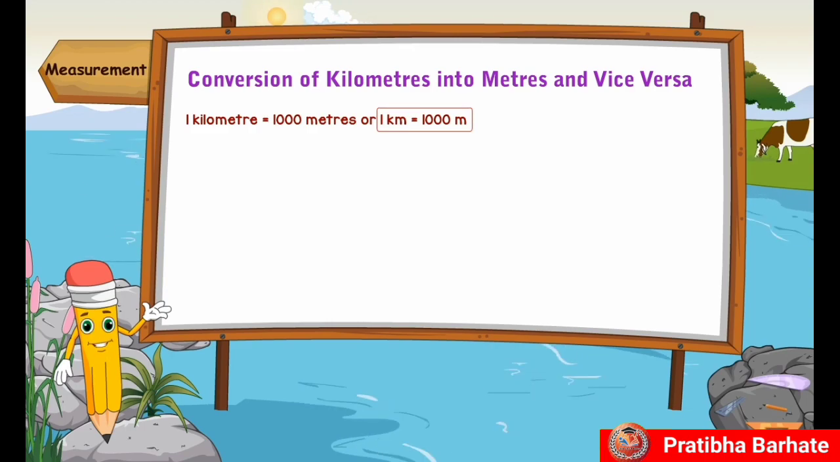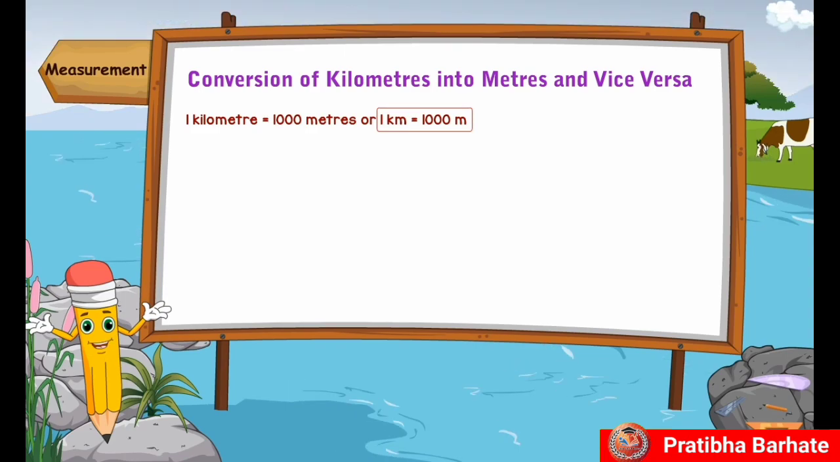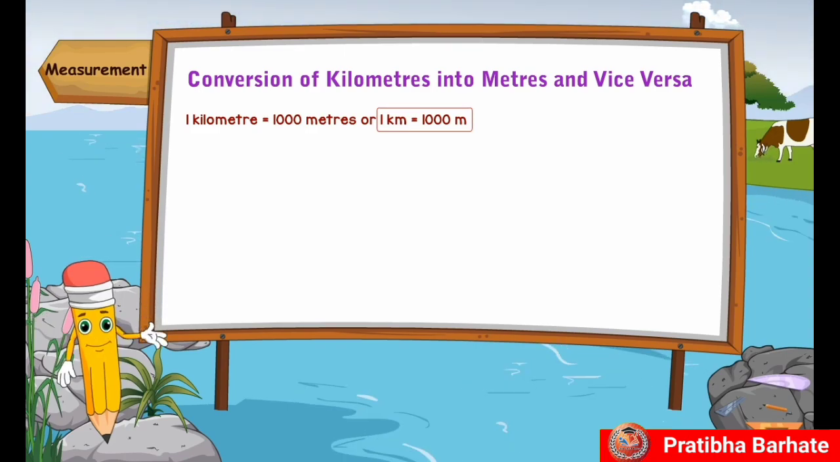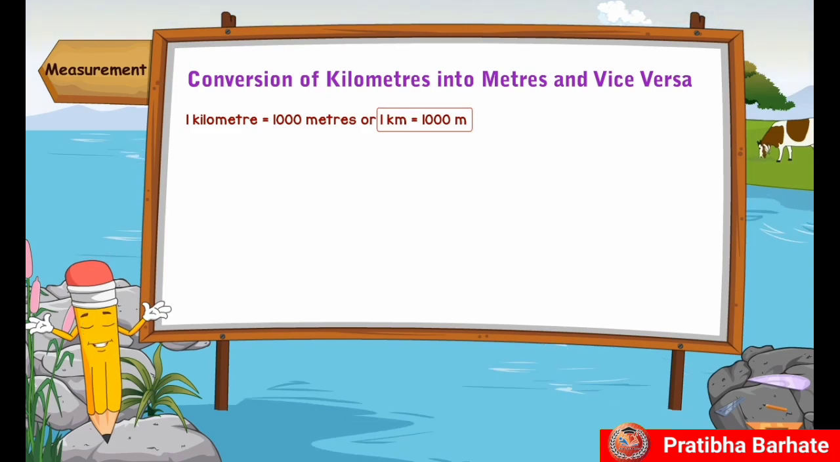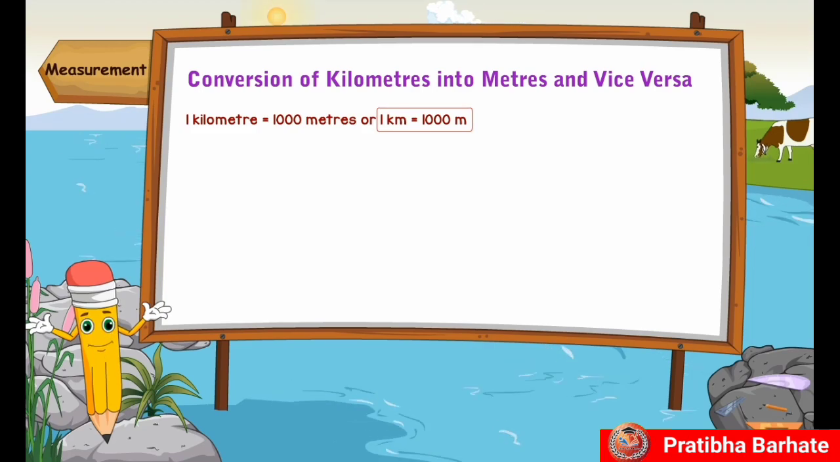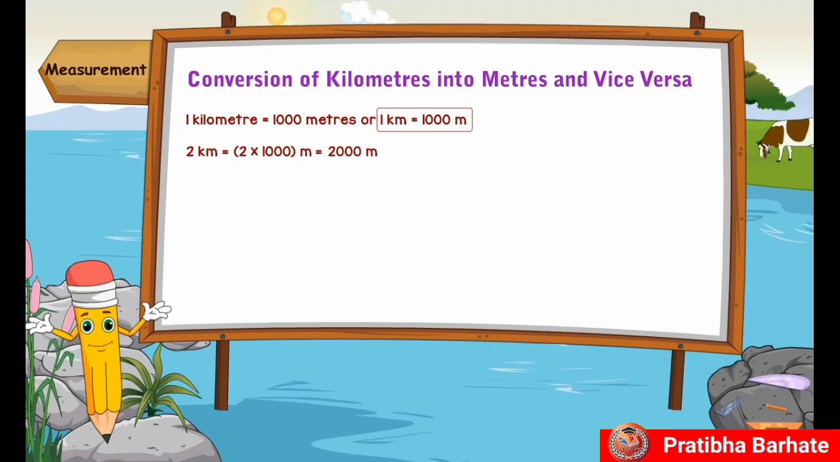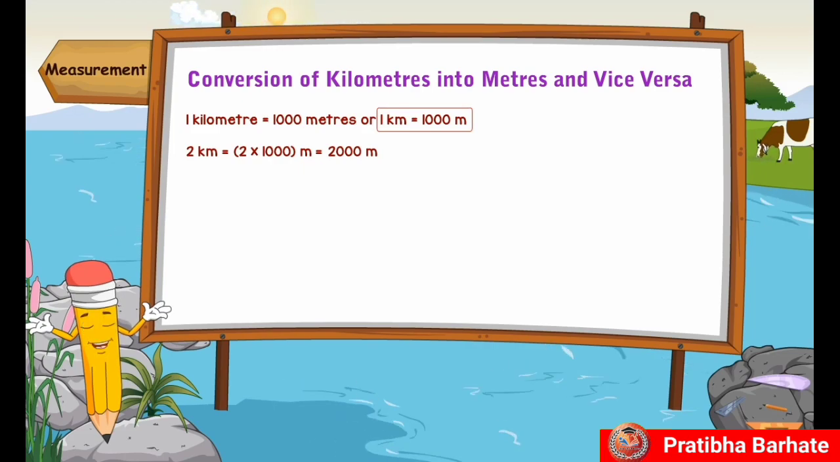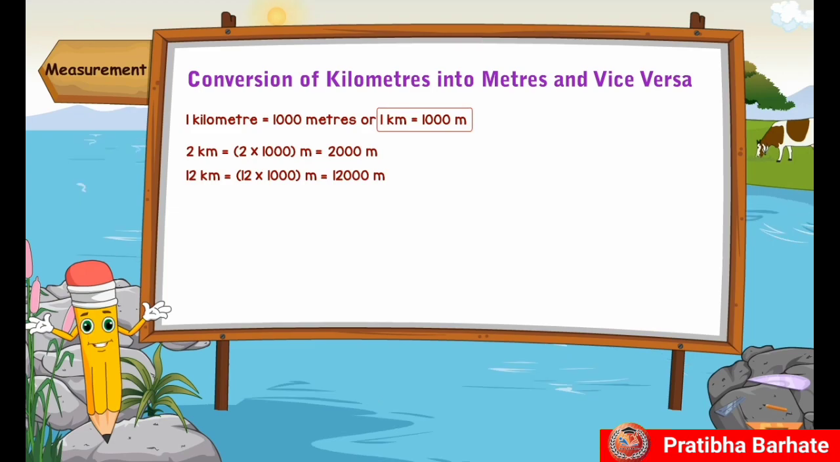1 kilometer is equal to 1000 meters, or 1 km is equal to 1000 m. To convert a length given in kilometers into meters, we multiply by 1000. For example, 2 kilometers is equal to 2 multiplied by 1000 meters, which is equal to 2000 meters. 12 kilometers is equal to 12 multiplied by 1000 meters, which is equal to 12,000 meters.